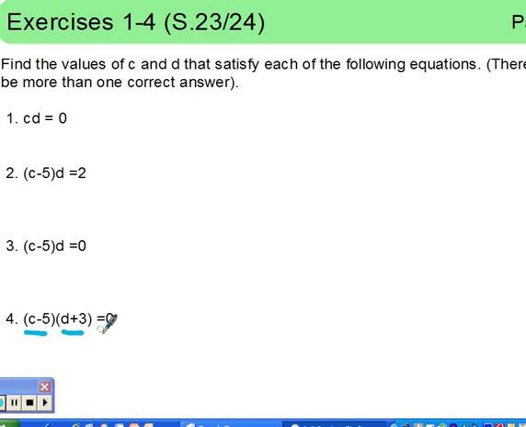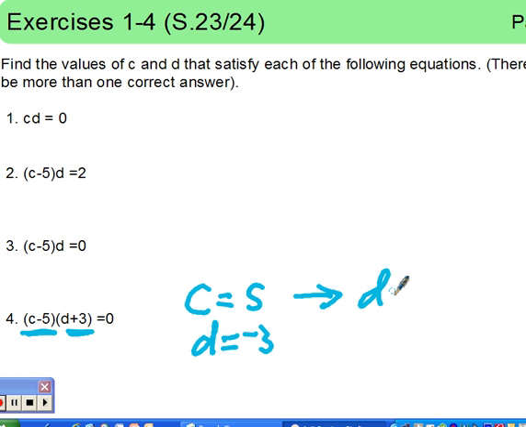I have a product being equal to 0. So if A equals 0, it equals 0. Or if B equals 0, it equals 0. When does this equal 0? When C equals 5. When does this equal 0? When D equals negative 3. So when C is 5, D can be equal to anything. And when D is negative 3, C can be equal to anything.